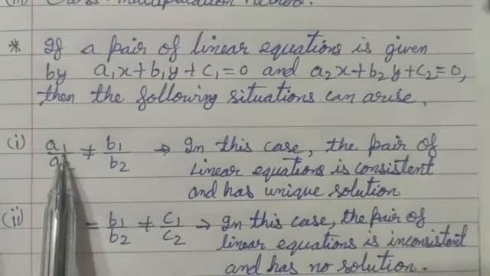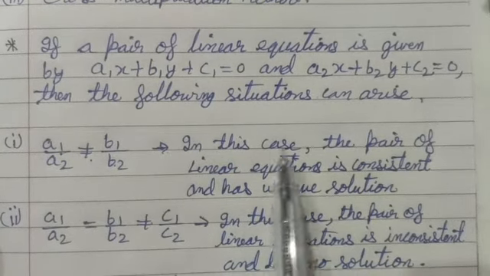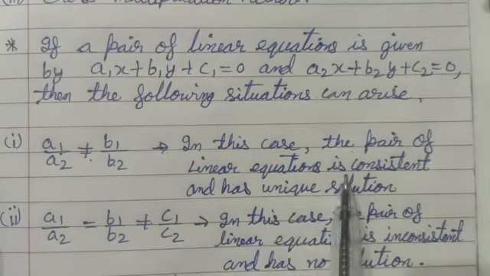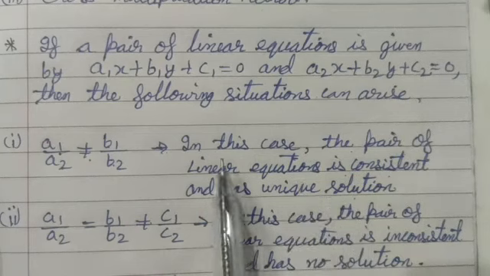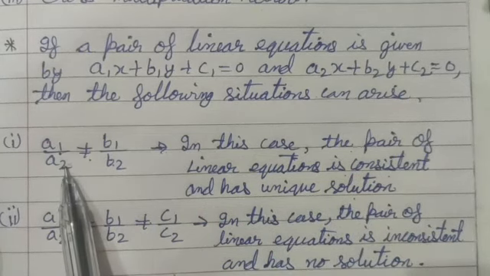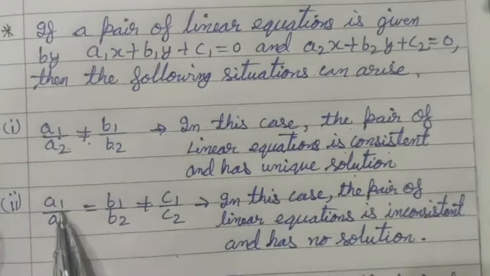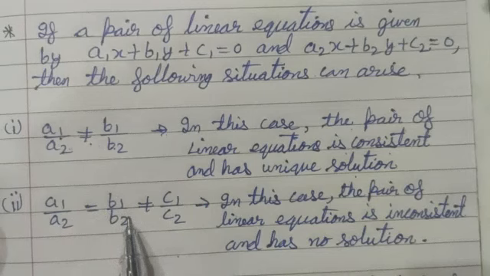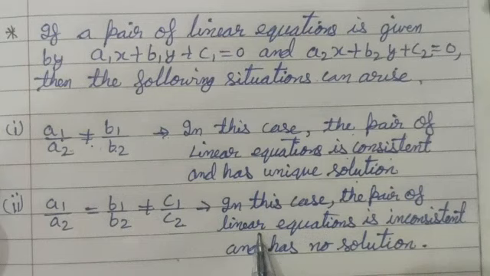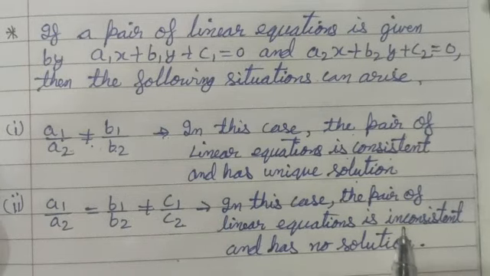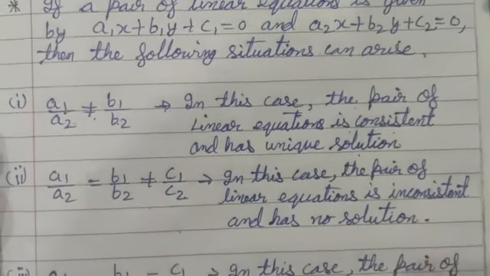In first case, if a1 upon a2 is not equal to b1 upon b2, then the pair of linear equations is consistent and has a unique solution. That means in this case, if we are solving by graphical method, we will get intersecting lines. Second one is if a1 upon a2 is equal to b1 upon b2 not equal to c1 upon c2, then in this case the pair of linear equations is inconsistent and has no solution. That means we will get parallel lines in this case.